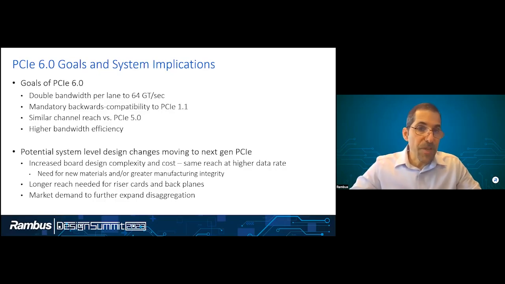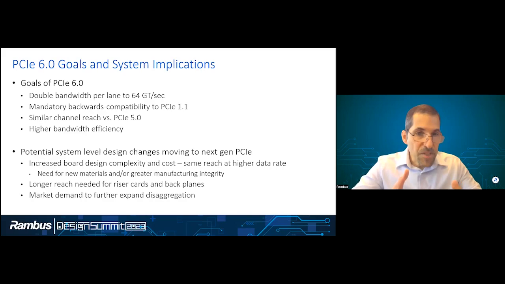The longer reach for riser cards and backplanes. I'm going to talk a little bit about this as well. So there are a number of cases that require more than one adding card to be connected to a server CPU, which has a minimal number of slots. And so therefore you have riser cards, you have backplanes. And so that increases the reach.